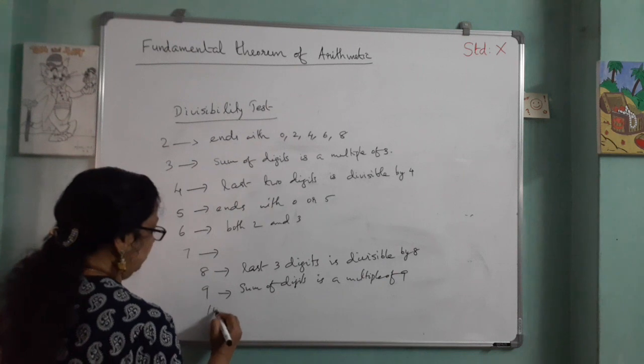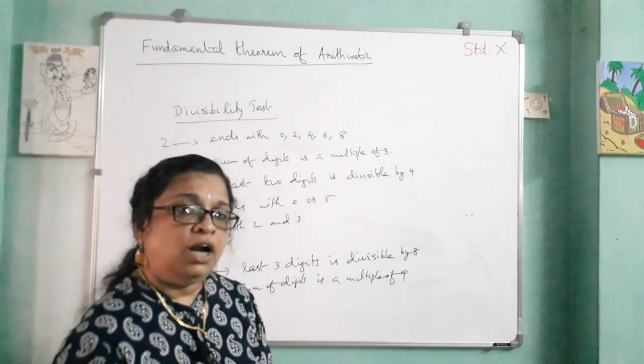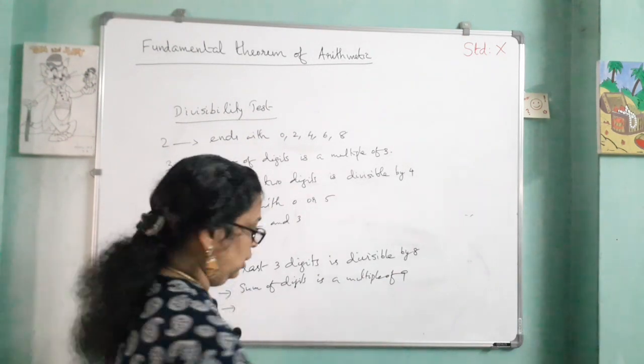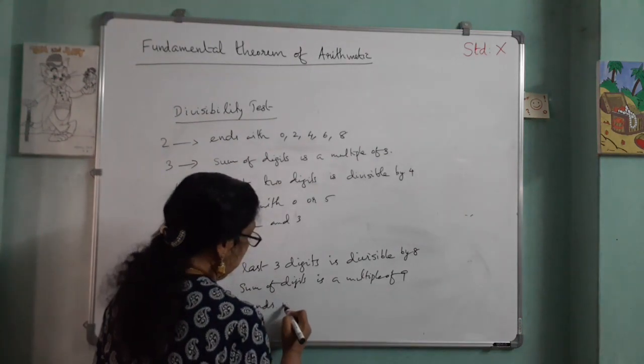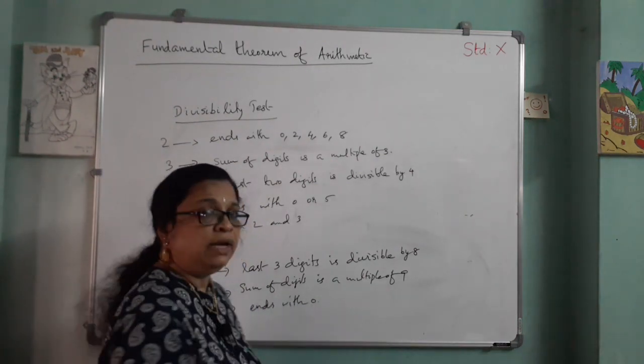The divisibility of 10. Divisibility of 10, we all know that the number ends with 0. If the number ends with 0, then the number is divisible by 10.